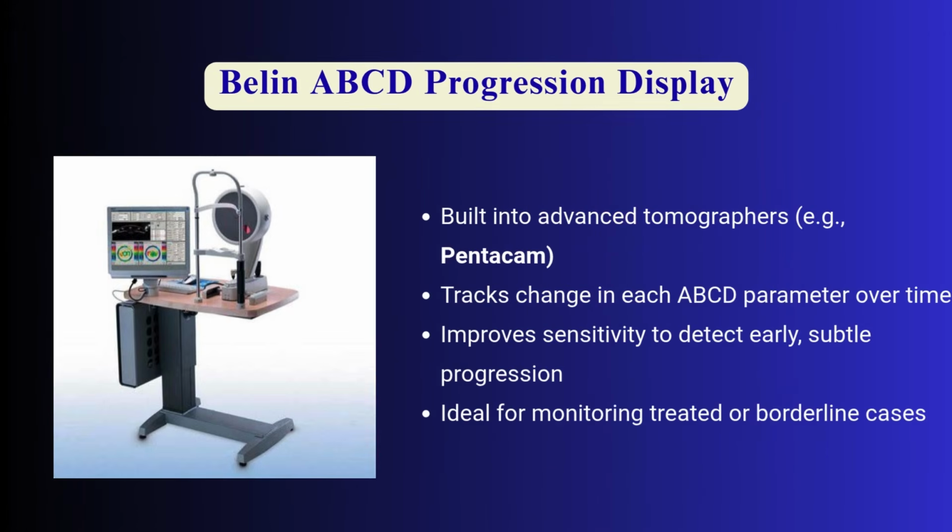Now, we can also use the Bellin ABCD progression display. This is an automated tool which is a part of the advanced tomographers like the Pentacam. It will track all the changes that we discussed under the ABCD parameters of the Bellin classification over time, and this offers high sensitivity for early progression, especially in borderline cases or the cases which have been treated before.